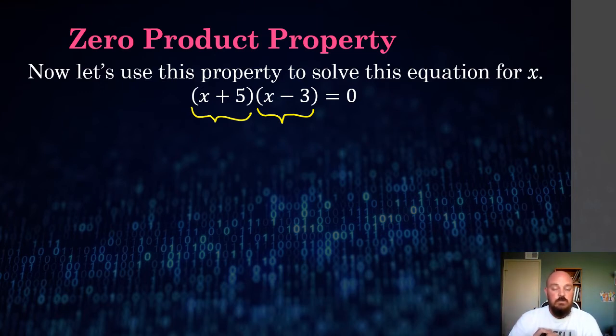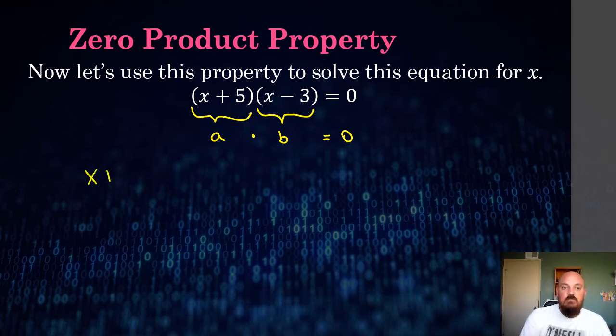So really what you're seeing here is the zero product property. This x plus 5 is our A. This x minus 3 is B. And what we have is A times B equals 0. So because of the zero product property, we know that either one or both of those things has to equal 0. So what we're going to do is separate it into two equations. I'm going to say either the first one, A, which is x plus 5, equals 0, or the second one, B, which is x minus 3, equals 0.